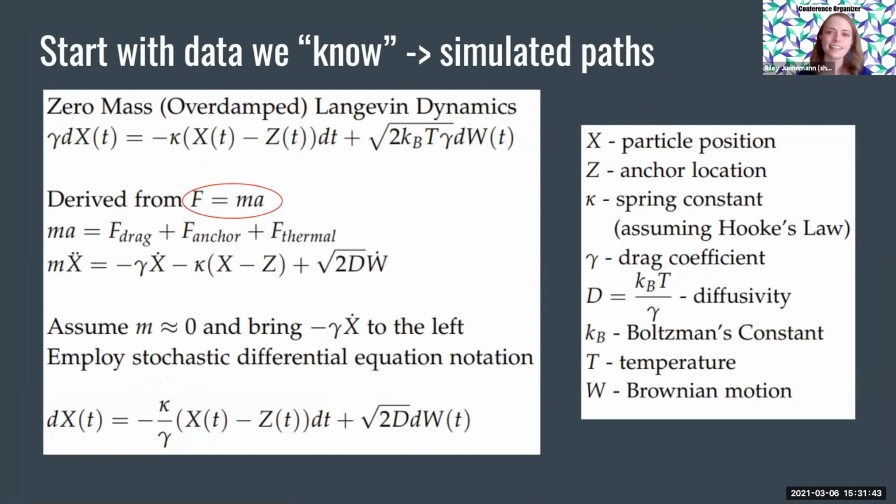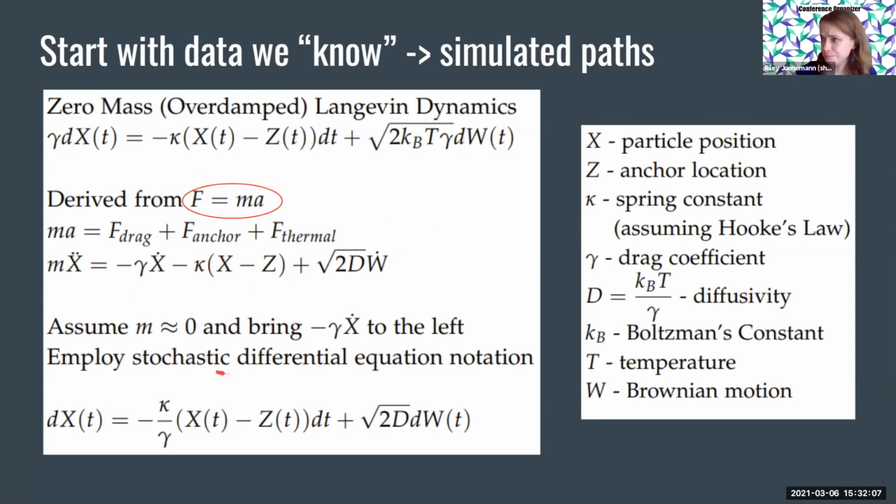And in this case, it's starting with data that we already sort of know the answers to. We know what the movement types are supposed to be. And so we can simulate some of these paths using something called Langevin dynamics. This is actually derived from Newton's second law, force equals mass times acceleration, and represents the different forces that are on the cargo in the cell.